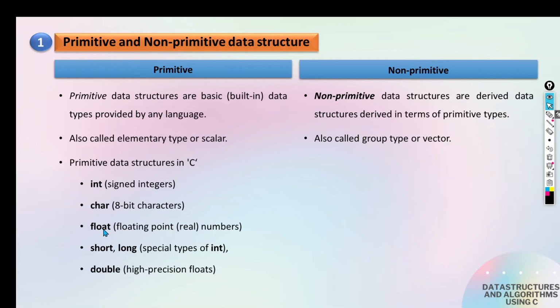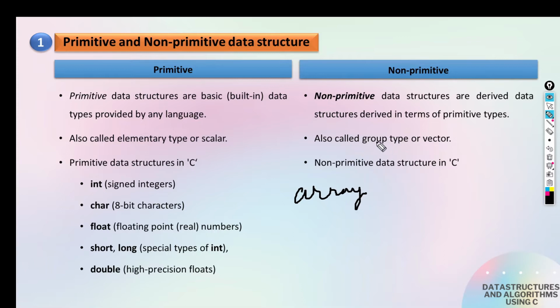Double is like float only, numerical values with decimals, but the decimal part has higher precision, around 15-digit precision. Here we have 6-digit precision. Then non-primitive types in C. The famous non-primitive data structures in C are arrays.